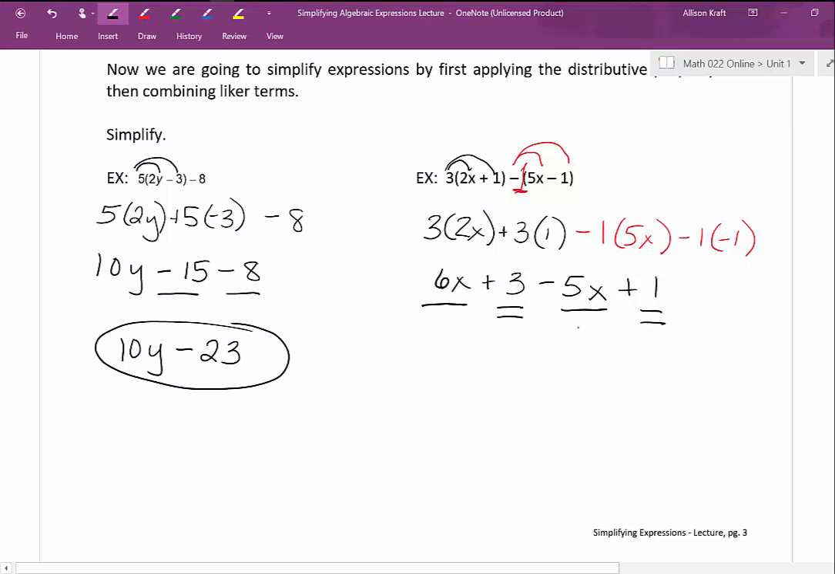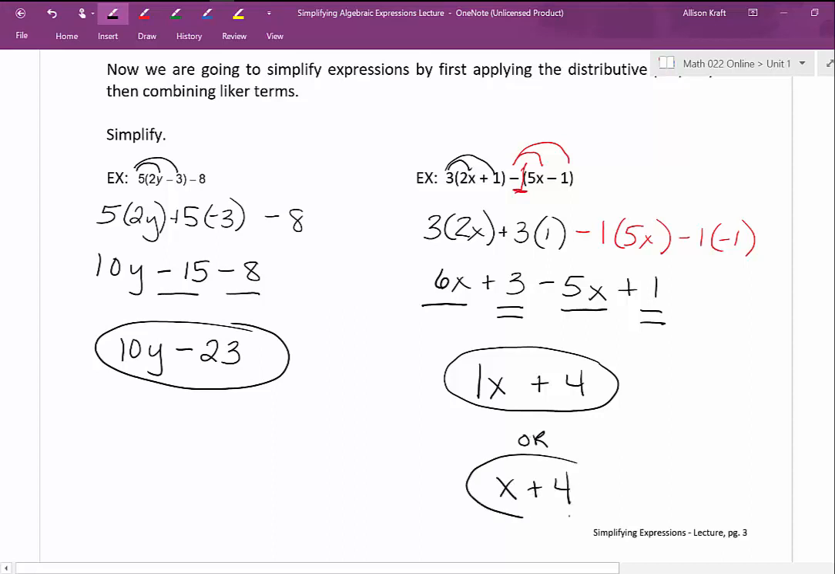6x minus 5x leaves me with 1x. You can either write the 1 in front of the x or not. A positive 3 plus 1 is positive 4. So we can either write our answer as 1x plus 4 or simply x plus 4. It's understood that there's a positive 1 when we don't have a number in front of our variable.